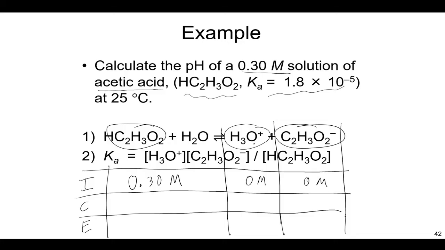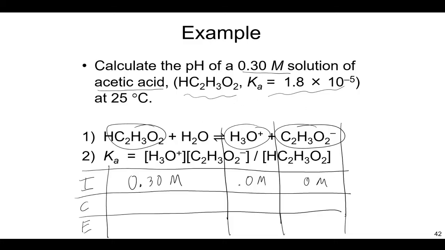Now, in the previous type of problem where we were given a pH, we were able to figure out the H3O plus at equilibrium because we had the pH. 10 to the negative pH is the concentration of H3O plus at equilibrium. But here we're asked for the pH. So this is all the information we have. How do we go about solving this? Well, we do have the Ka expression. That's going to come in handy.